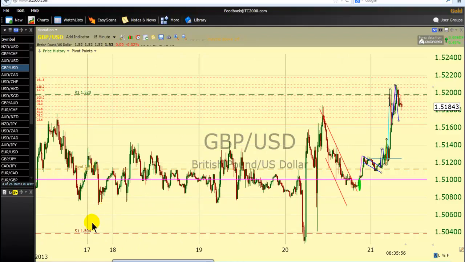This is the pound dollar, the pound US dollar currency pair. You see that the price went down in this session, follow my cursor, then consolidation, and then went down again. This is what we call A. It's a chart pattern I'm talking about now.